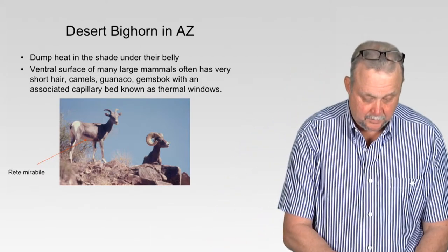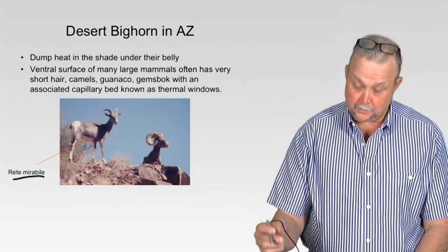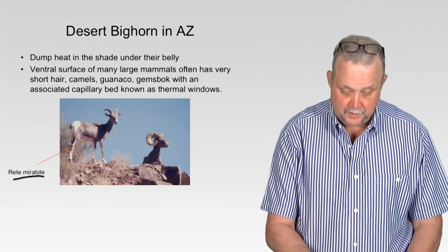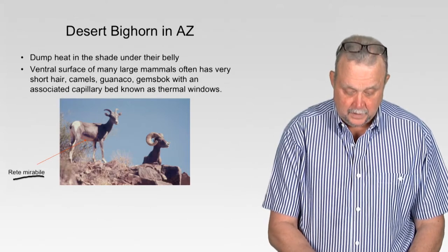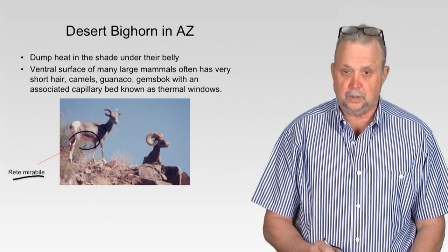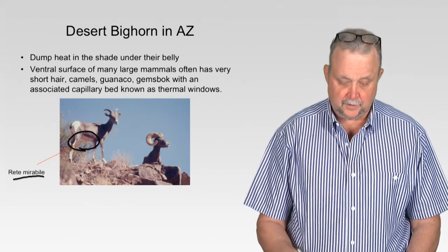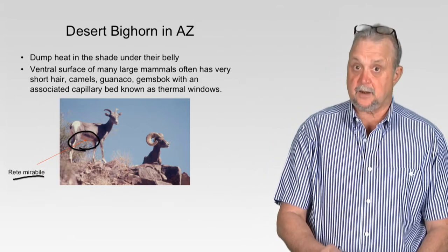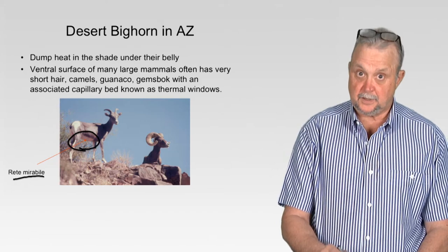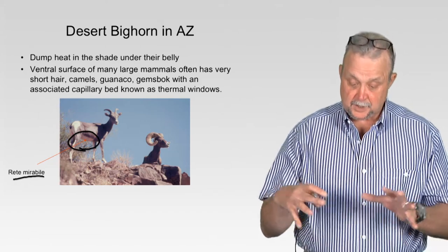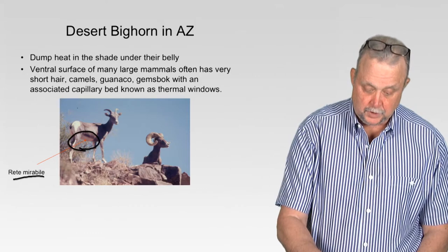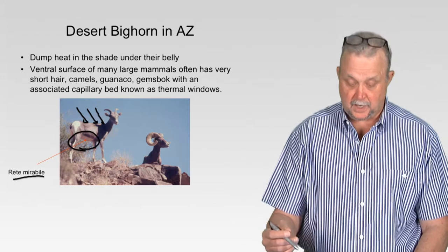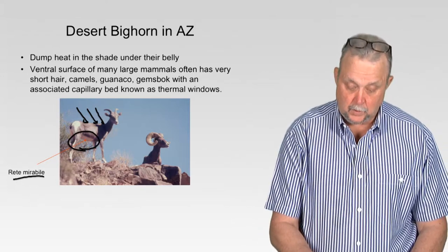This term here, Rete Mirabile, however you want to pronounce it, I don't speak French very well, is a huge capillary bed, and this is a ewe, this is the female, and you can see that area there, and it's completely shaded. We can't see the rams, whether it's shade. Now, these particular animals will stand there in the desert, in the sun, in front of God and everybody, and the sun just beats down on them. And they will just absorb that radiation as much as possible in their hair. But underneath will always be shaded.